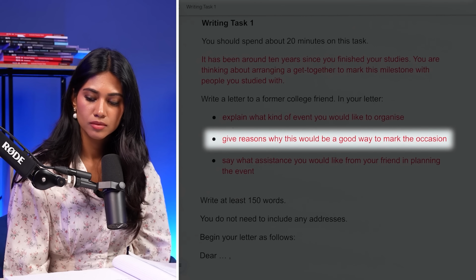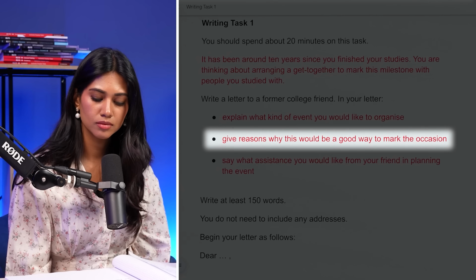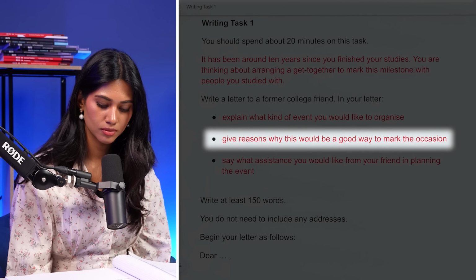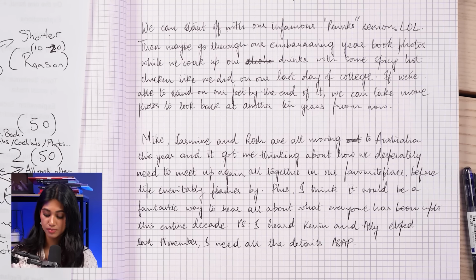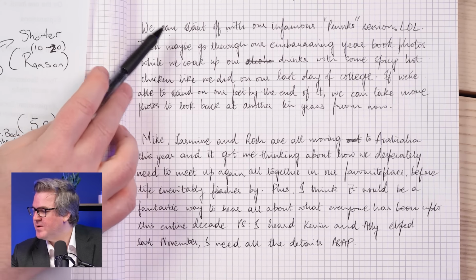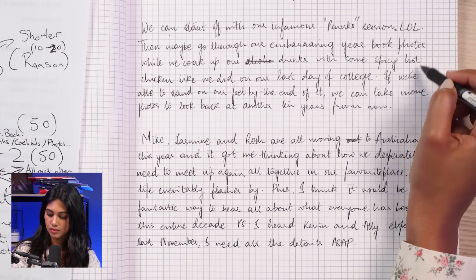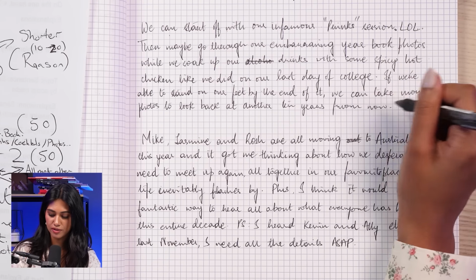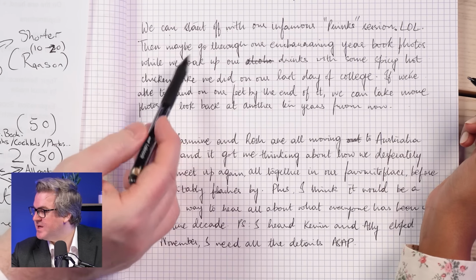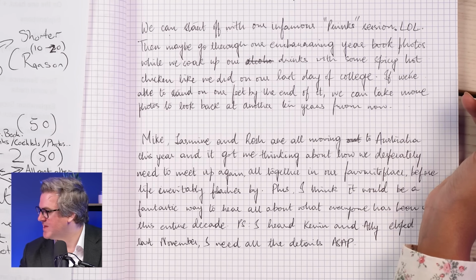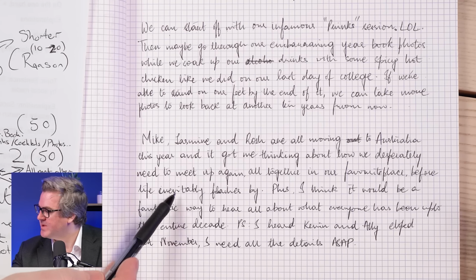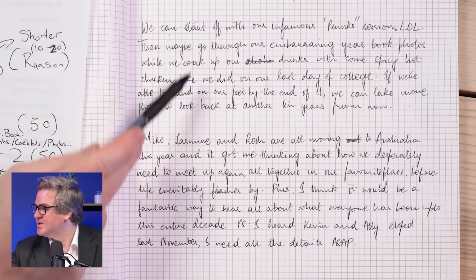So always, once you finish, go back and check the bullet point. Give reasons why this would be a good way to mark the occasion. Is every sentence about that? Is the P.S. about that? Good. Also, how many words was this? Almost 60, like 55. Okay, so we know that in general, it's six lines, about ten words per line. So that's 60, 70, you're well above it.